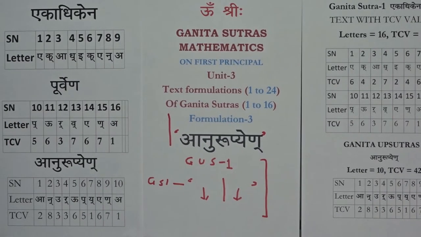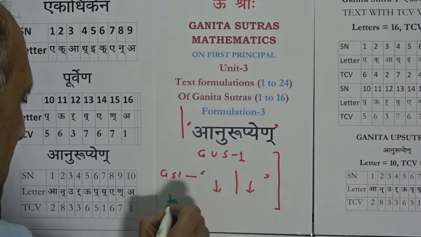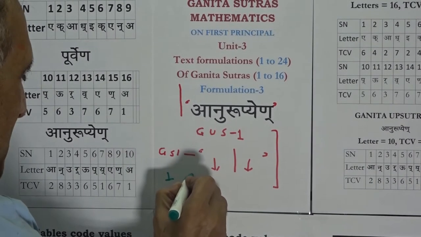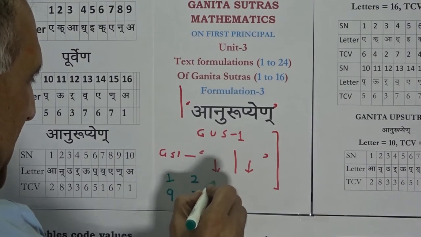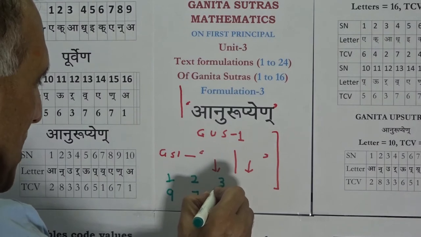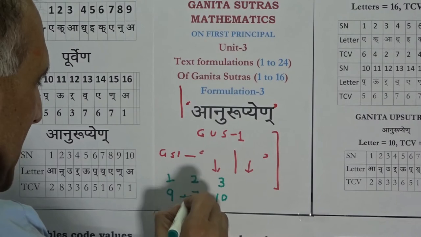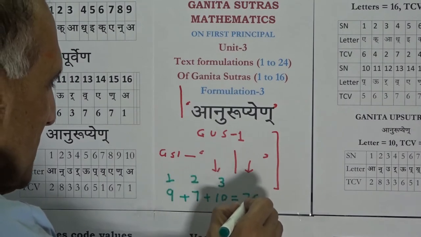First of all, let us have a letters wise chase of this text, and so we know the first formulation, ekadhiken, is availing 9 letters. Second formulation, purven, is availing 7 letters, and third formulation, anurupen, is availing 10 letters, and it takes us to total 26 letters.